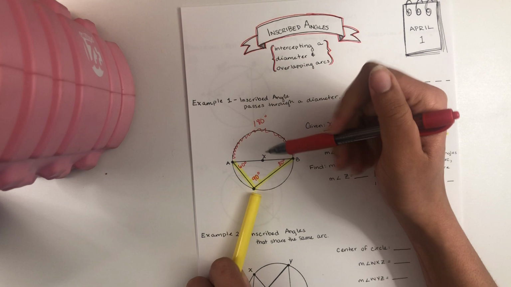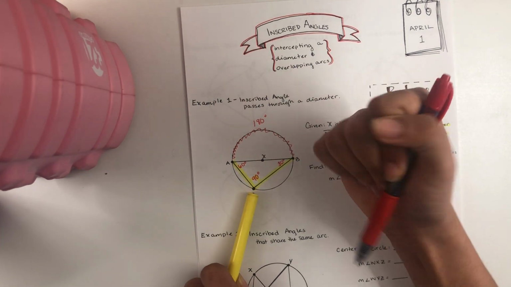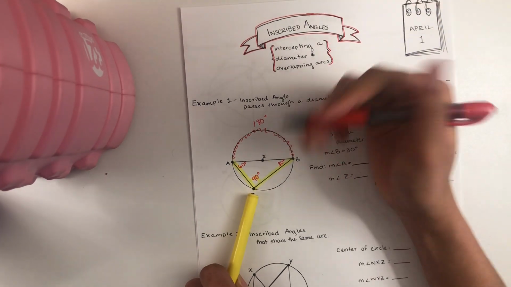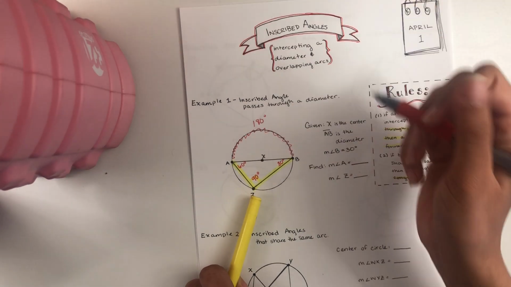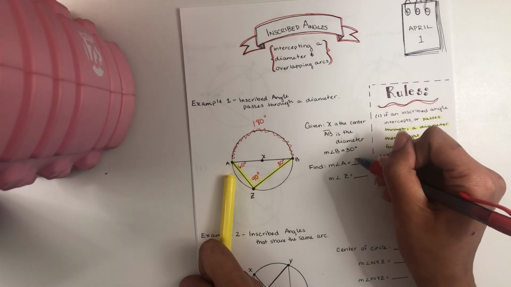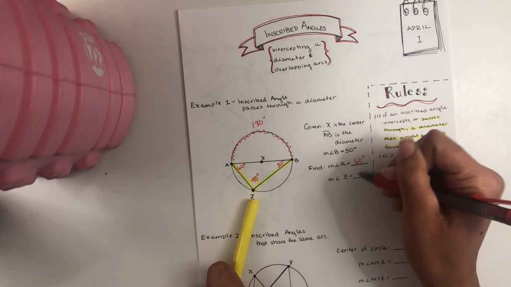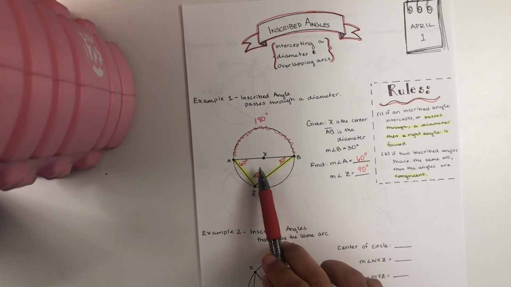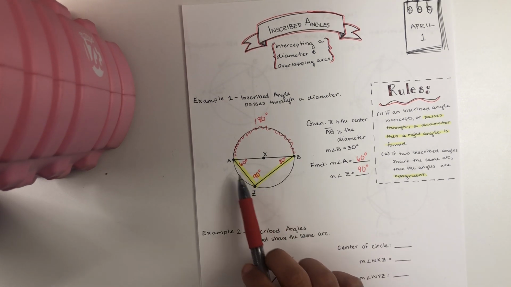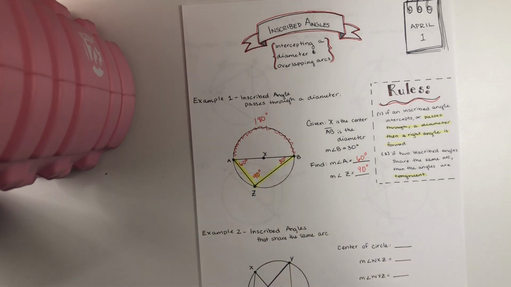How do we get that? What do the 3 angles in a triangle add up to? 180. So what's 180 minus 90? 90 minus 30, 60. All right, so the measure of angle A is 60. Angle Z is 90. Basically, the angle that's across from the chord that's going through the diameter is 90.